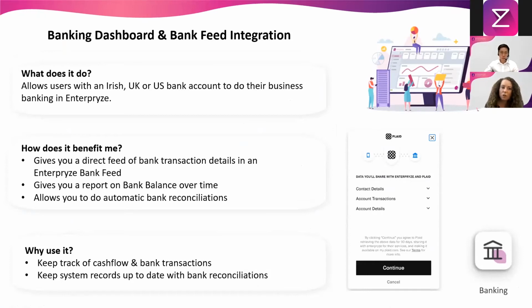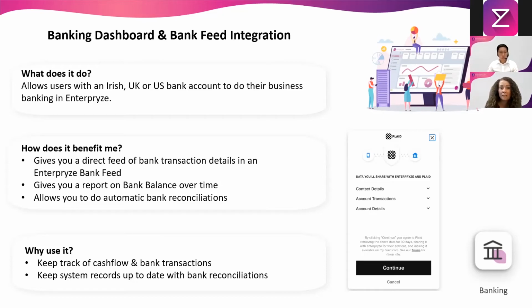What we've been able to do with the banking dashboard is obviously allow all users, whether that's APJ, Ireland, UK, or US bank accounts, to do better business and banking within Enterprise. So we're giving you visibility to your bank feed and the details within the Enterprise bank feed. So we enable you to integrate to your bank account. For example, in Ireland, Bank of Ireland, Ulster Bank, UK, any of the UK bank accounts, any of the US bank accounts, you can link up directly to those bank accounts.